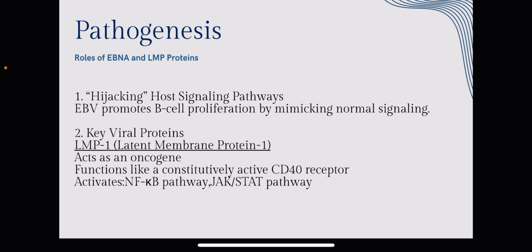Now we'll look into the pathogenesis. Hijacking the host signaling pathways. This is the main mechanism which leads to the pathogenesis. Epstein-Barr virus promotes the B cell proliferation by mimicking normal signaling. The key viral proteins, as we have already discussed: the latent membrane protein 1 that acts as an oncogene and functions like a constitutively active CD40 receptor. It activates the nuclear factor kappa B pathway and the JAK-STAT pathway.